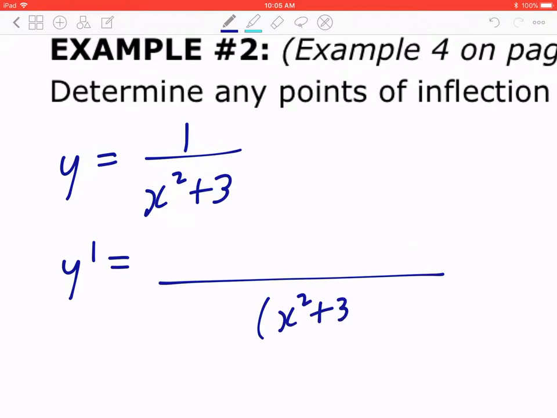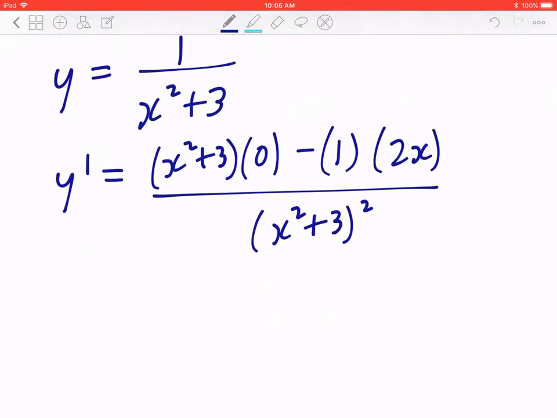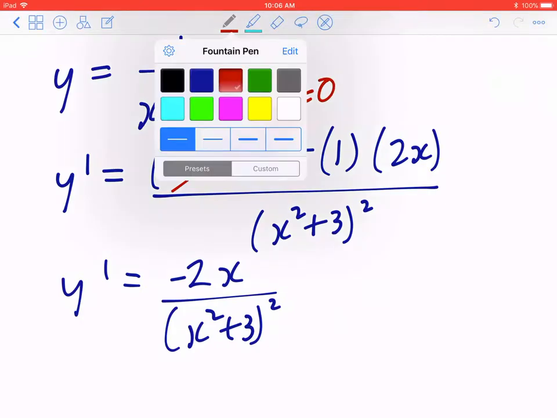6 steps. When you go through the quotient rule, you square the bottom, copy the bottom to the top, you multiply by the derivative of 1, which will become 0, minus, second last step, you copy the top, and the final step, you multiply by the derivative of the bottom. So all we have so far is y prime equals negative 2x divided by x squared plus 3 quantity squared. And again, the reason is because this first term is going to be 0.